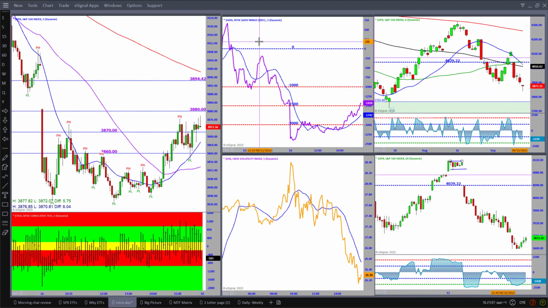Then the AD line on a 5-minute time frame: is it trending up or is it trending down? Is it bottoming and turning up? Then I have different levels.